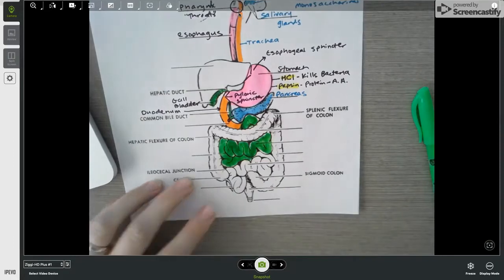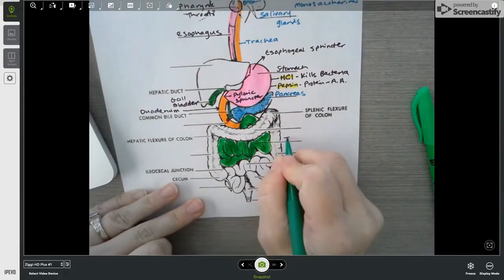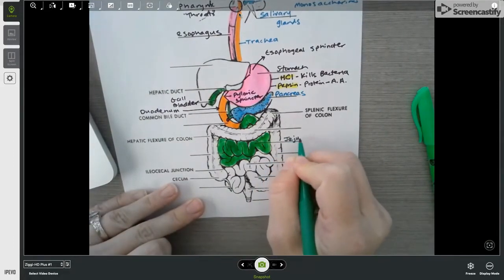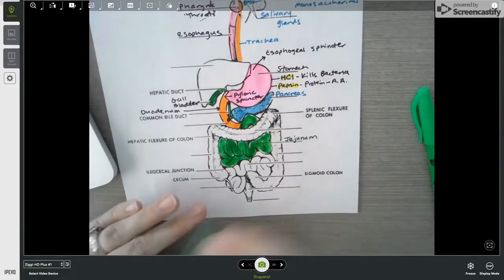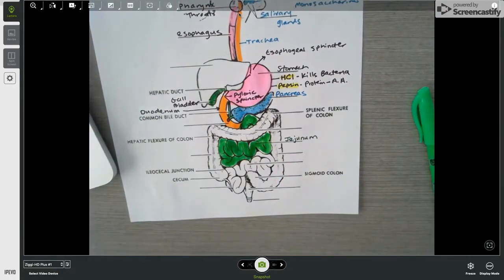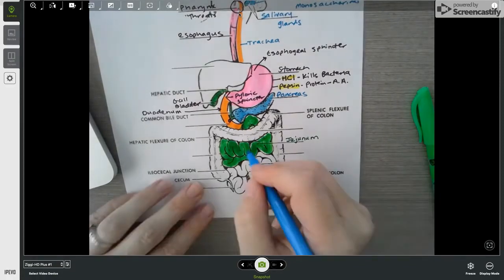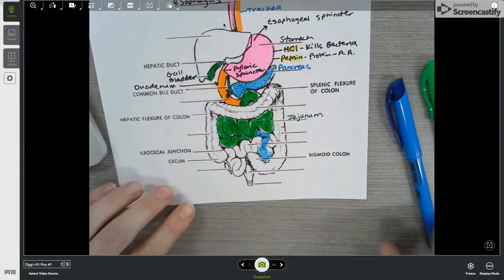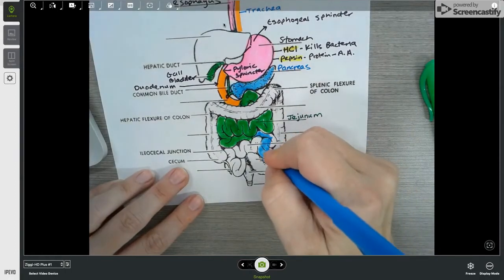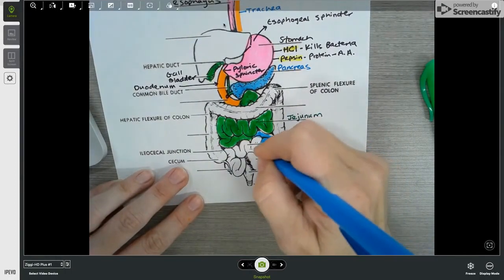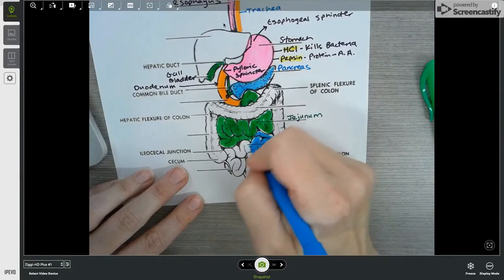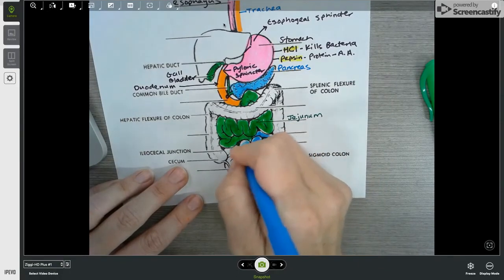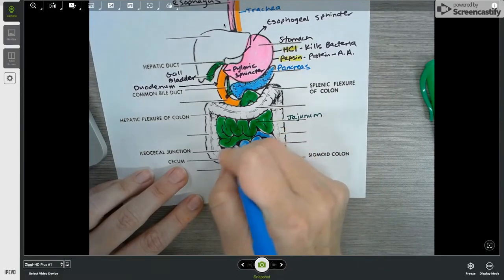So I will label this region right here. This is your jejunum. And then the last part of the small intestine is a region called the ileum. The ileum is the final. Okay, we ended last with the ileum, which is the last part of your small intestine. So I'm shading that in right here.